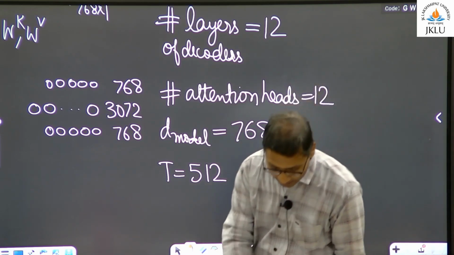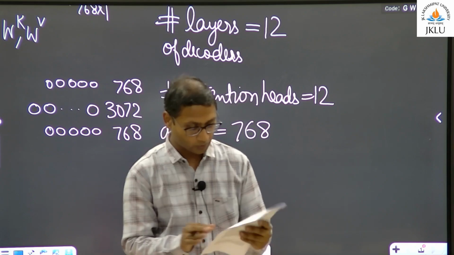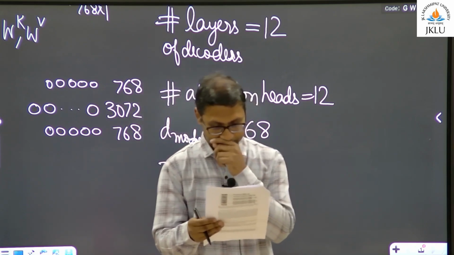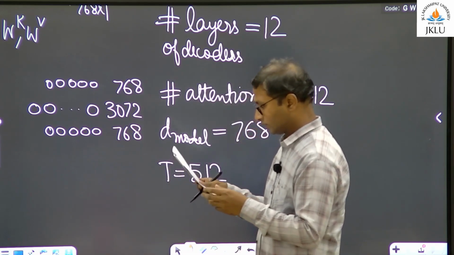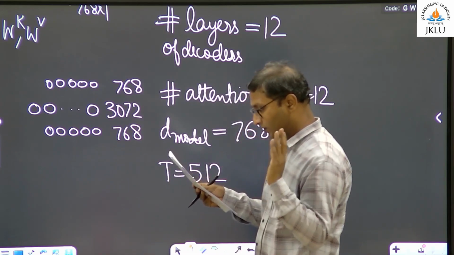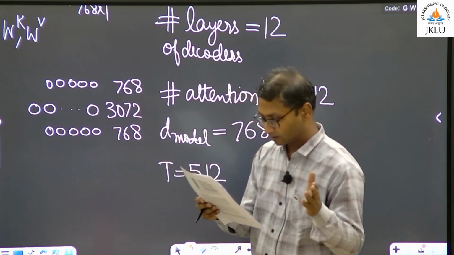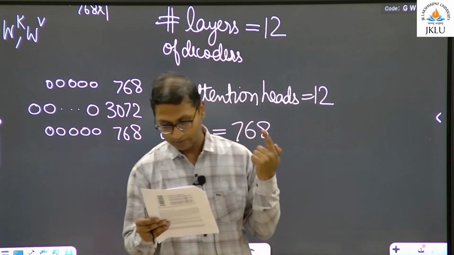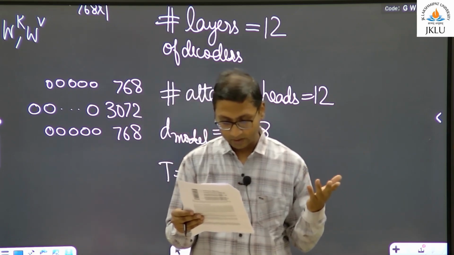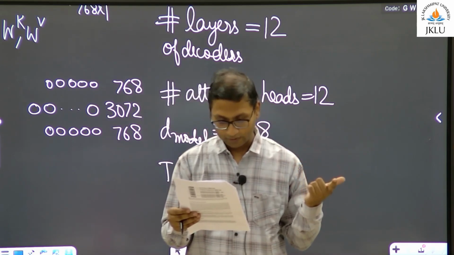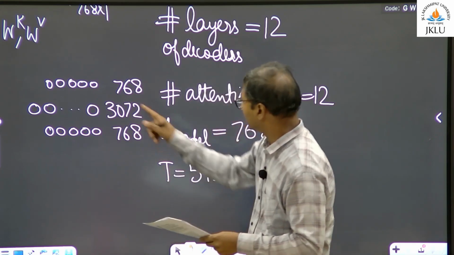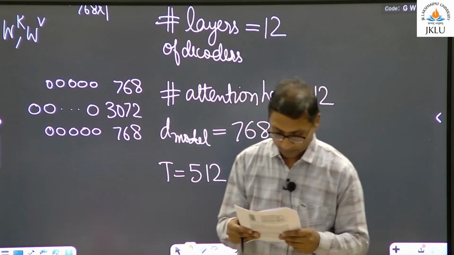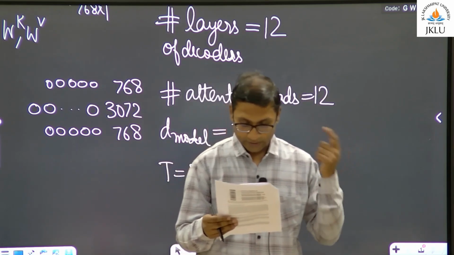I think with this, the description of, so let me just read the paper. So we trained a 12-layer decoder-only transformer, 768 dimensional states, 12 attention heads, 3072 linear inner states. They use Adam optimizer.